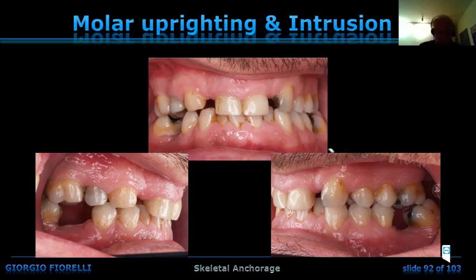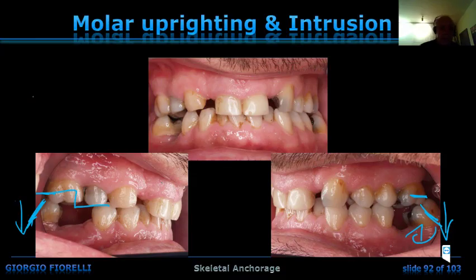I want you to see this molar, and you can't see it, but this molar is also like that. What kind of movement do we need to do in this situation? I mean, if you just make an uprighting with a moment, you will have two levels of the occlusal plane with a step, and I don't want it. What you need is an uprighting with intrusion on both sides.